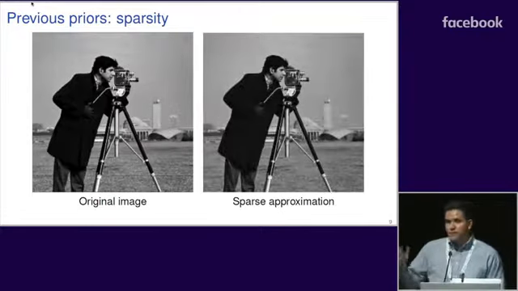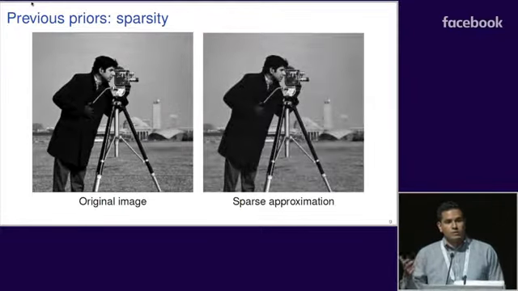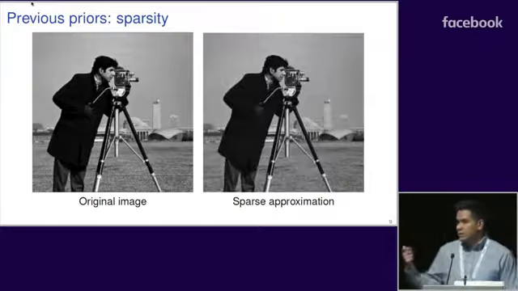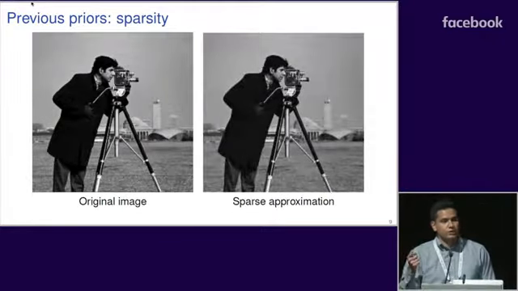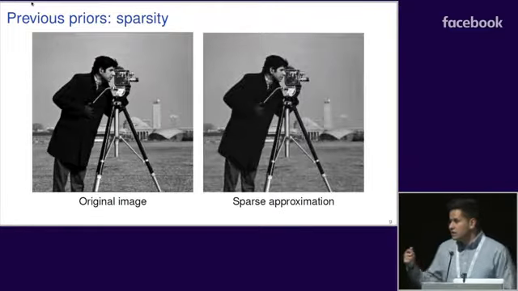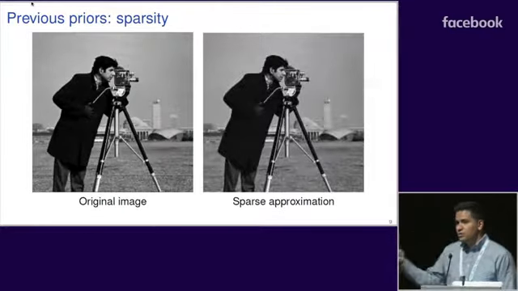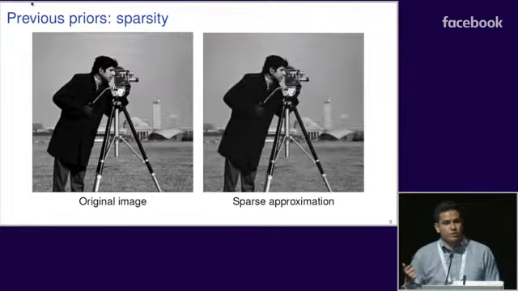So the image on the left is a photograph, while the image on the right was created by taking a wavelet transform of the image on the left, keeping only 10% of the largest wavelet coefficients. And as you can see here, there's still a high fidelity between the two images, even though the image on the right only has 10% of the wavelet coefficients.